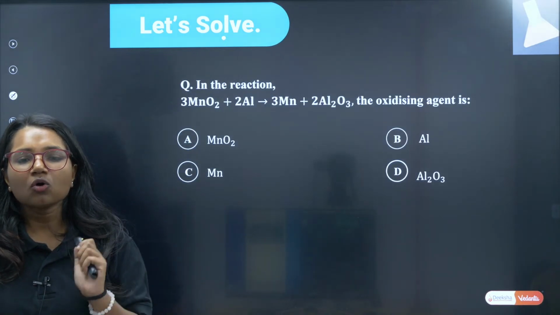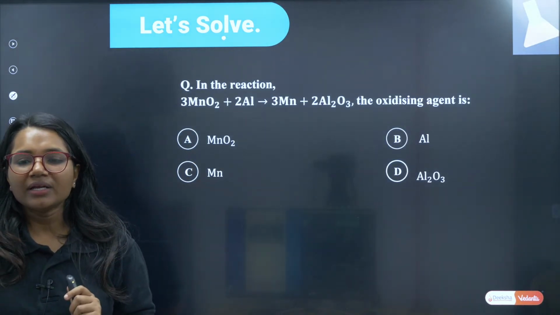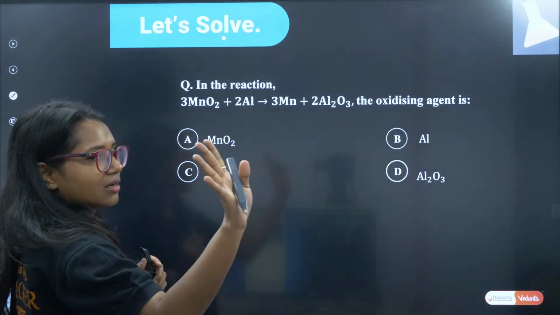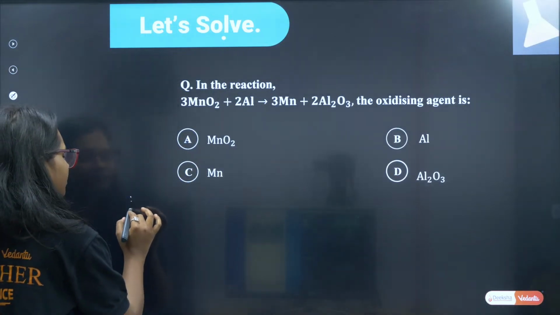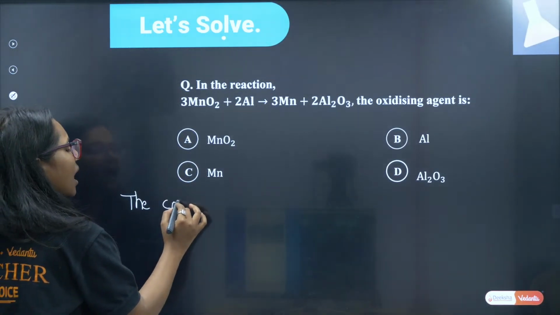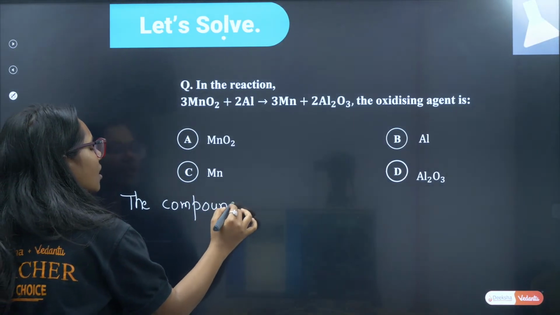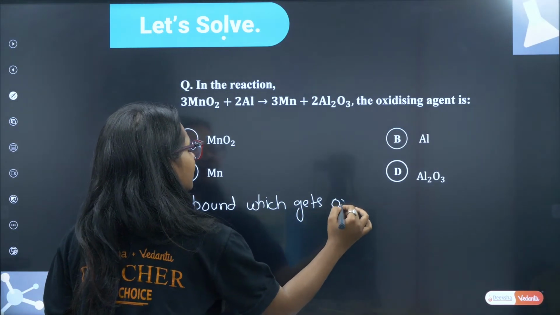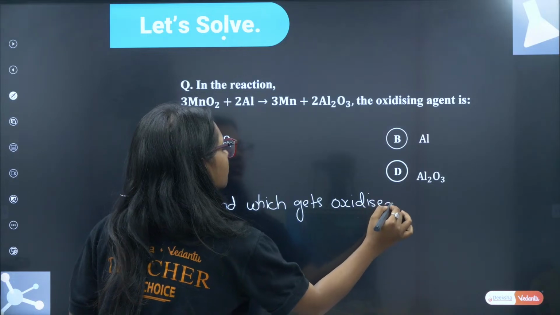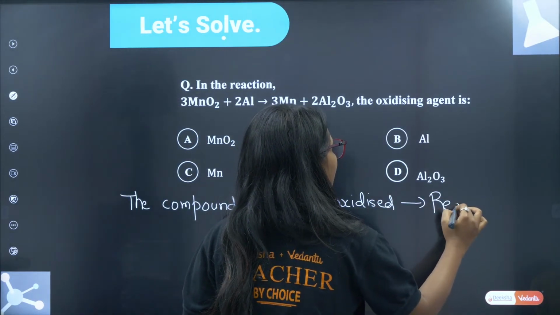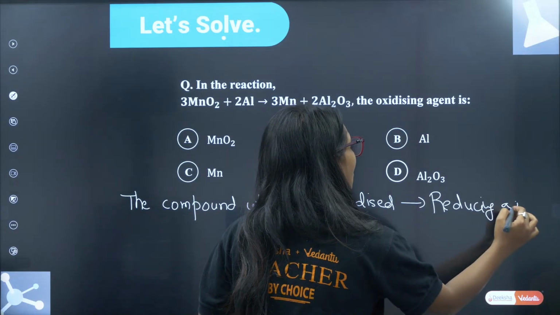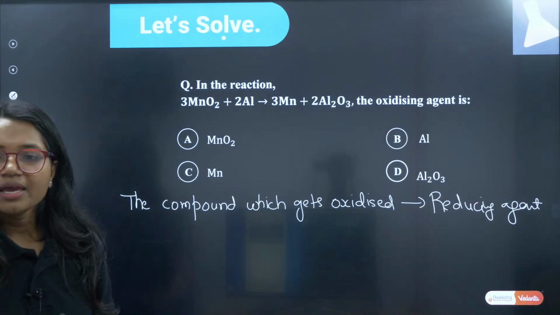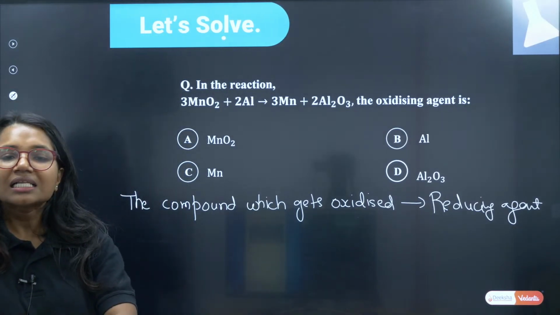Chalo, so here is the next question. Can you see here and tell me, in this reaction, what is the oxidizing agent? Okay, so now see. The compound which gets oxidized is called the reducing agent. Reverse, just reverse. If you have confusion in this, just write it down in the notebook.